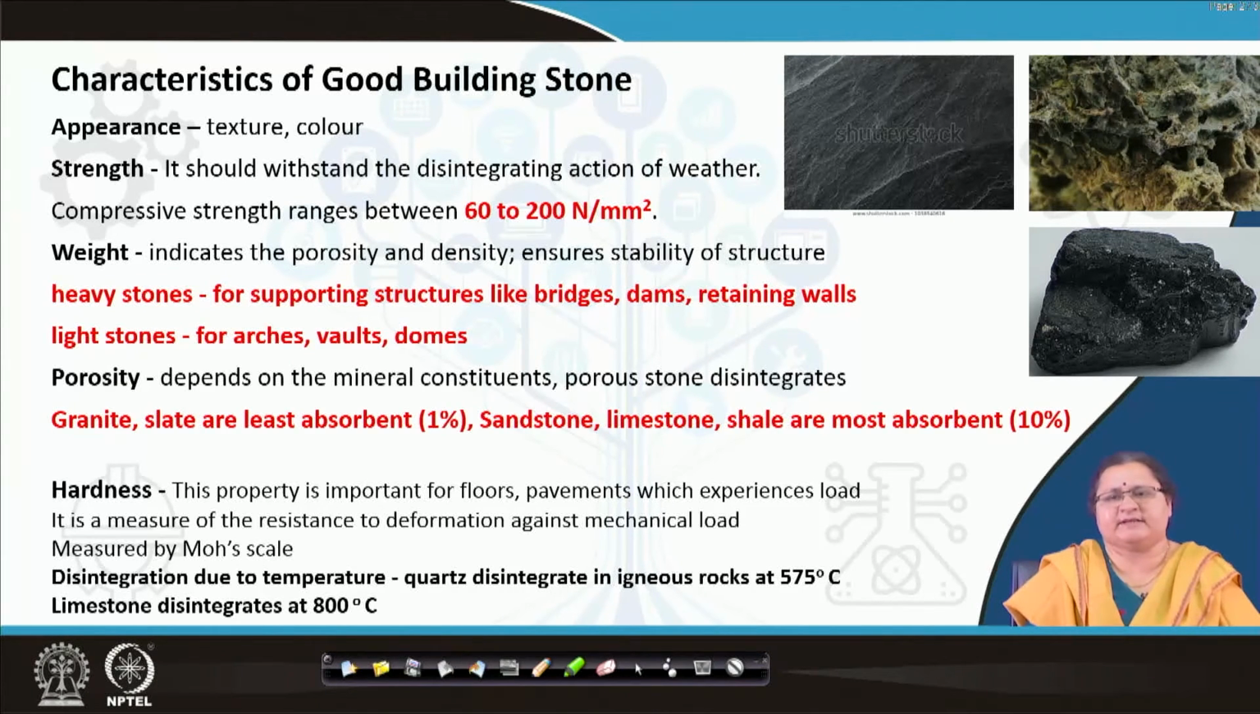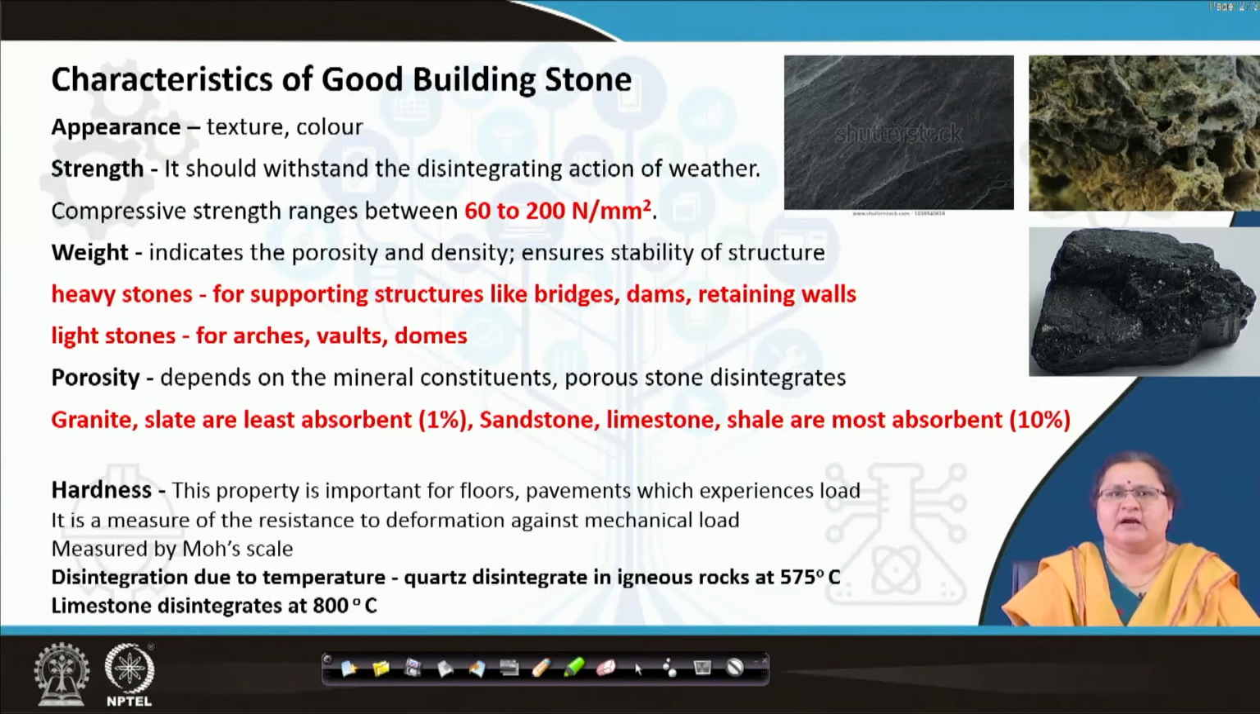Due to temperature, also the minerals in the stone get disintegrated. Particularly for igneous rocks, the quartz part of it gets disintegrated at 575 degrees centigrade, whereas in limestone it disintegrates at 800 degrees centigrade. But yes, limestone is softer than igneous rocks, but it degenerates later if it is subjected to fire.